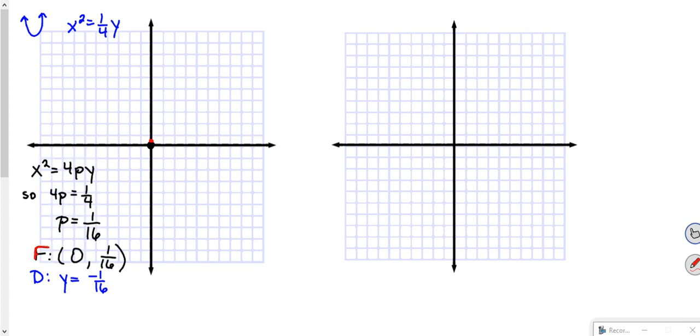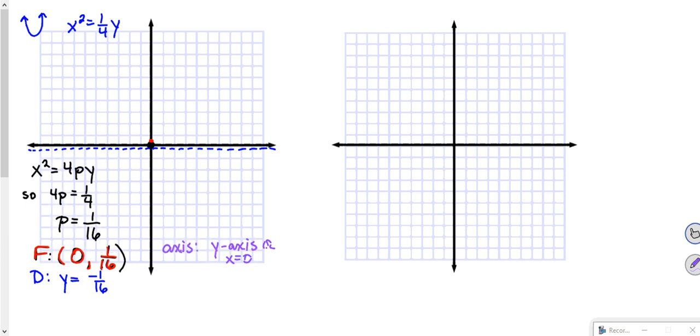I should have probably written it in red. Okay? Your directrix, again, is literally right below it. It's -1/16. Obviously, it's kind of hard to see here. And then your axis of symmetry, obviously is just the y-axis, or the line x equals 0. Okay, that's your axis of symmetry.